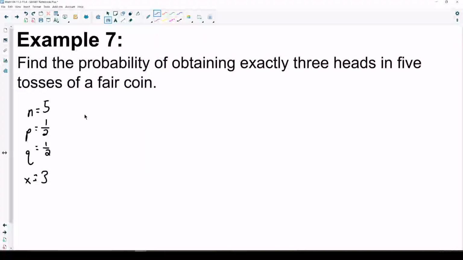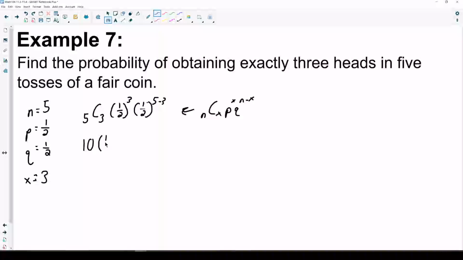And now we can plug it in. 5 choose 3 times 1/2 to the 3rd power times 1/2 to the 5 minus 3, right? We're just applying that formula: nCx times p to the x times q to the n minus x. And if we plug that into a calculator, well, let's take a look. 5C3 came out to 10, times 1/2 to the 3rd.